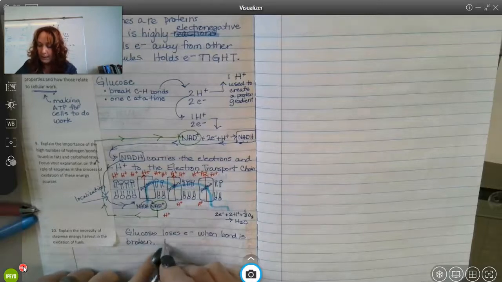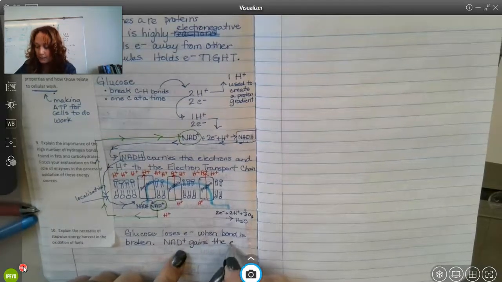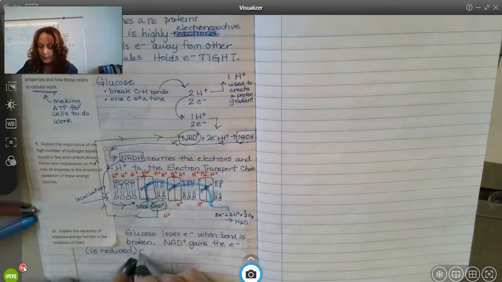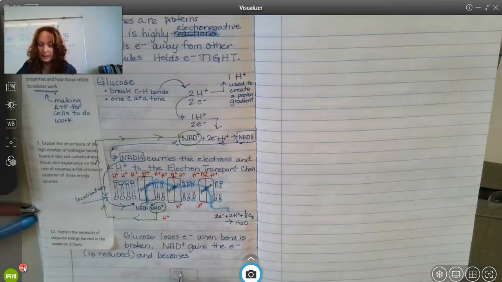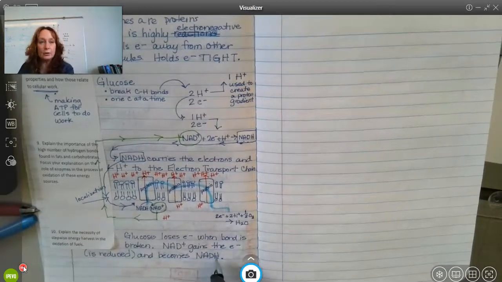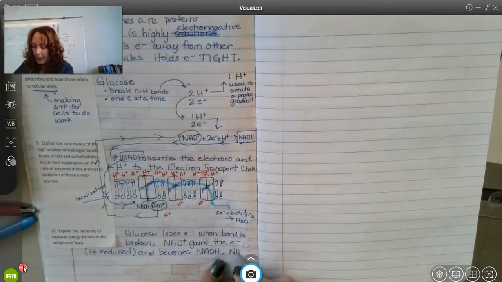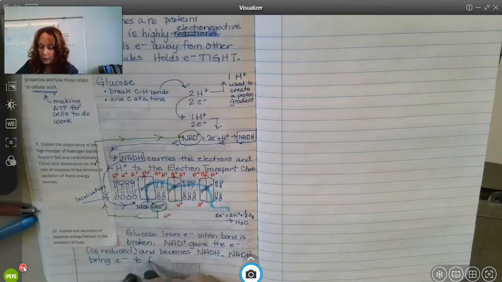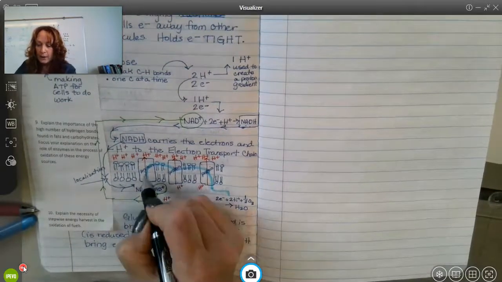So period. NAD gains, right? Gains the electrons. So we're going to just put is reduced. And becomes the reduced form that I've got 2 electrons on my bus, NADH, the full bus. NADH is a carrier, so it's going to drive those electrons to the electron transport chain. NADH brings the electrons to the electron transport chain and loses those electrons to this protein right here.